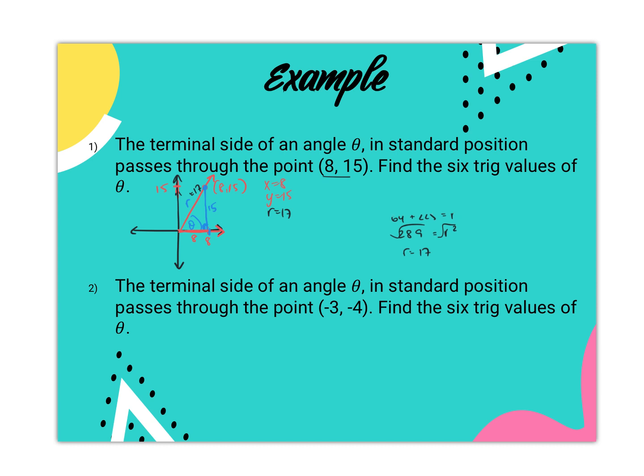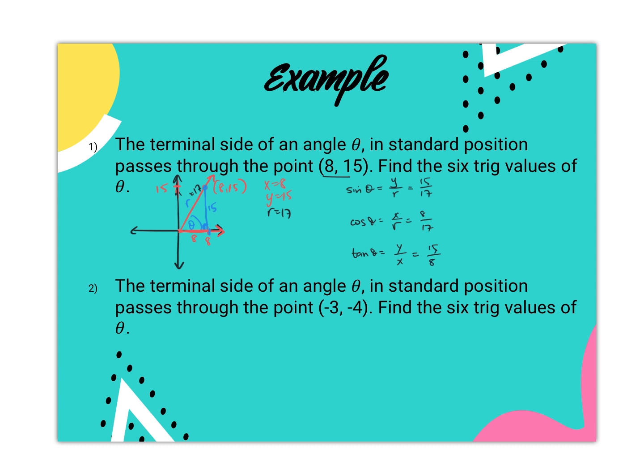So I'm going to erase this, and I'm going to start identifying my 6 trig functions. I know the sine of theta, again, is opposite over hypotenuse, y over r, which is 15 over 17. I know my cosine of theta is equal to x over r, which is going to be 8 over 17. And I know that my tangent of theta is opposite over adjacent, which is y over x, and it's going to be 15 over 8.